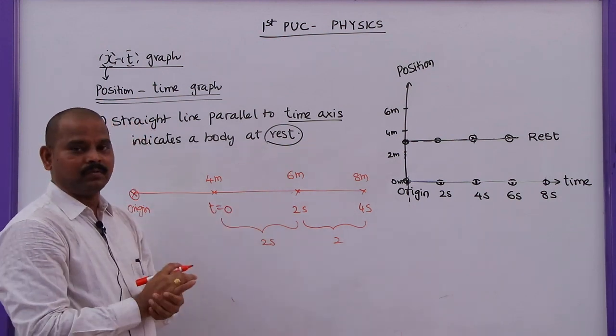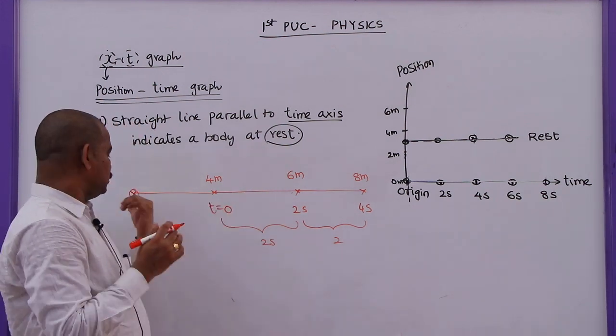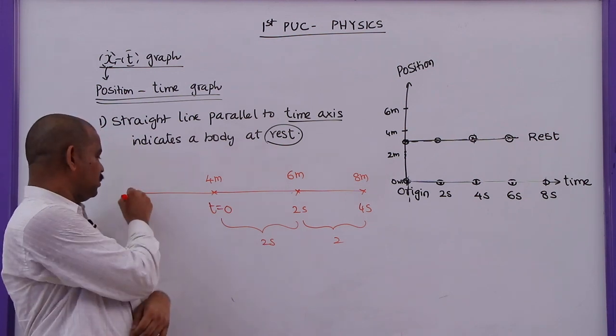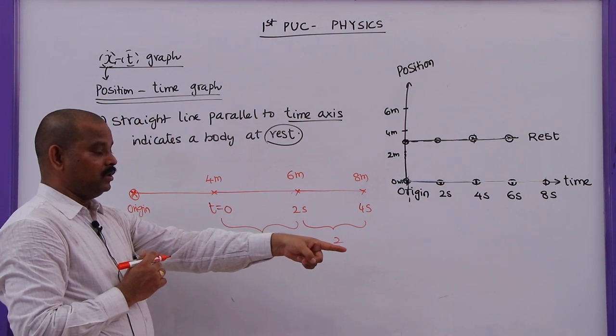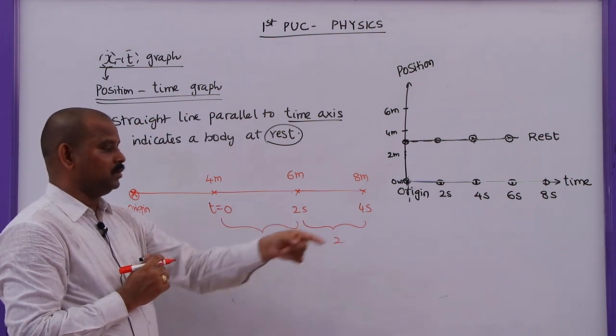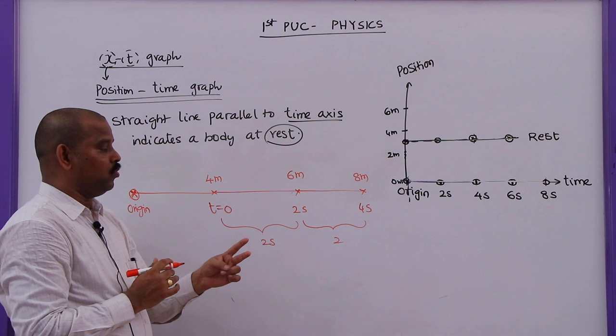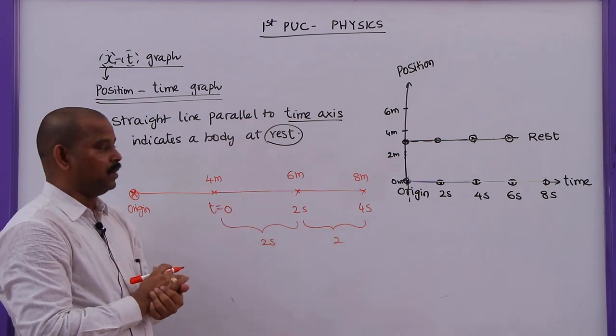How to represent this in the graph? So, this is not the graph. This is the observation point, myself here, and I have seen one object at 4 meters from me at t equal to 0. After 2 seconds, it is at 6 meters from me. After 2 more seconds, it is at 8 meters from me.